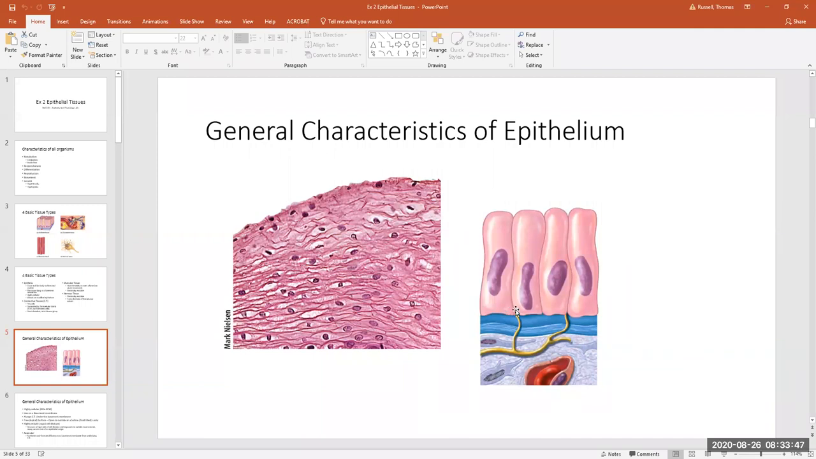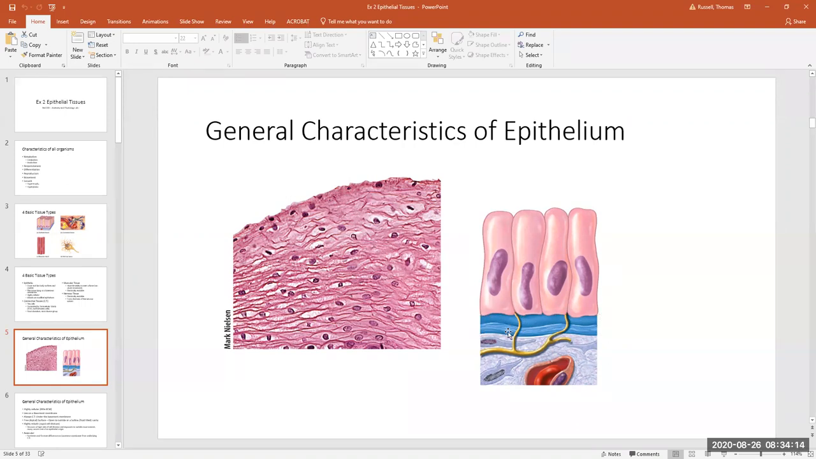All epithelial tissues, whether they're one cell layer tall or there are many, many layers of cells in the tissue, like this picture over here, where the cells are stuck on each other. At the bottom of the epithelium, there's always this area which we call the basement membrane. So in this little graphic, this darker blue area is called a basement membrane.